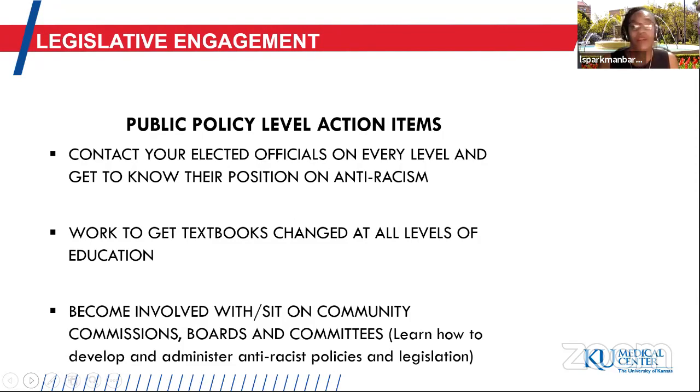We didn't have it here, but I probably should have put it in here: vote, and vote on every level, from who's on your board of the utilities and your school board, all the way up to who sits in the Oval Office. Work to get textbooks changed at all levels of education, and become involved with and sit on community commissions, boards, and committees, because we need to start learning how to develop and administer anti-racist policies and legislation.